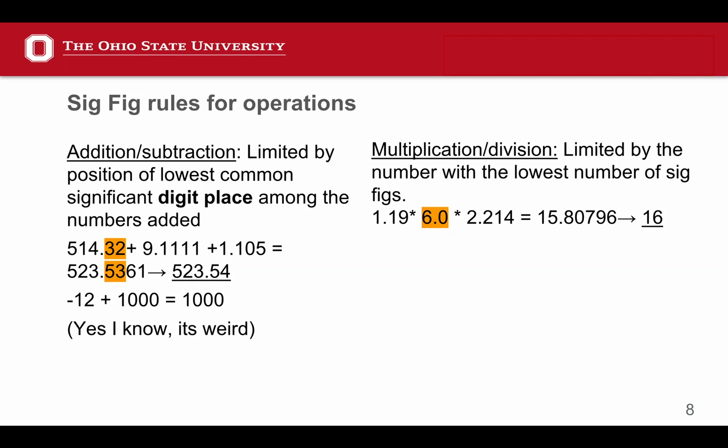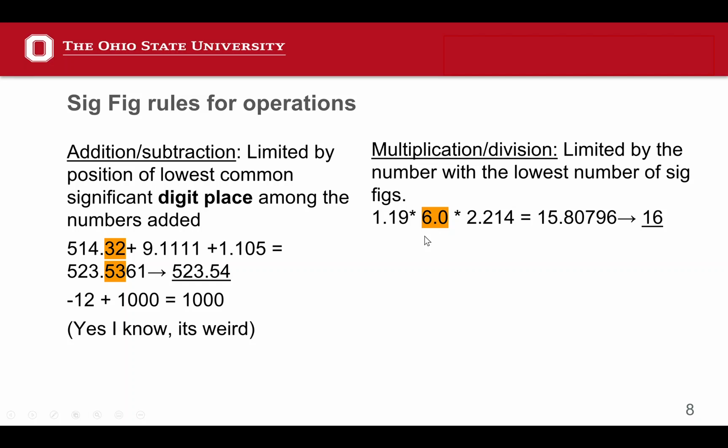This principle can be summarized by saying that the precision of the sum should reflect the least precise term being added. This can lead to some seemingly unintuitive results, like when you're adding, or rather subtracting, 12 from 1,000. If 1,000 has only 1 or 2 Sig Figs, then your answer is just going to be 1,000. And yes, it's weird, just roll with it. For multiplication and division, on the other hand, the term with the lowest total number of Sig Figs is the limiting factor for how many Sig Figs you can show in your answer.